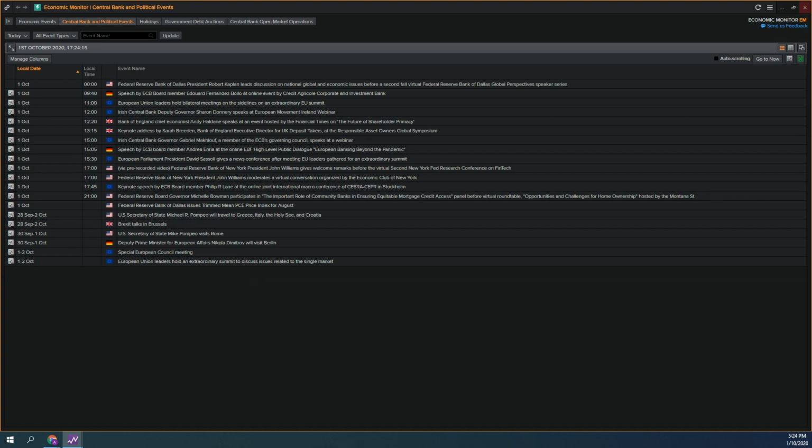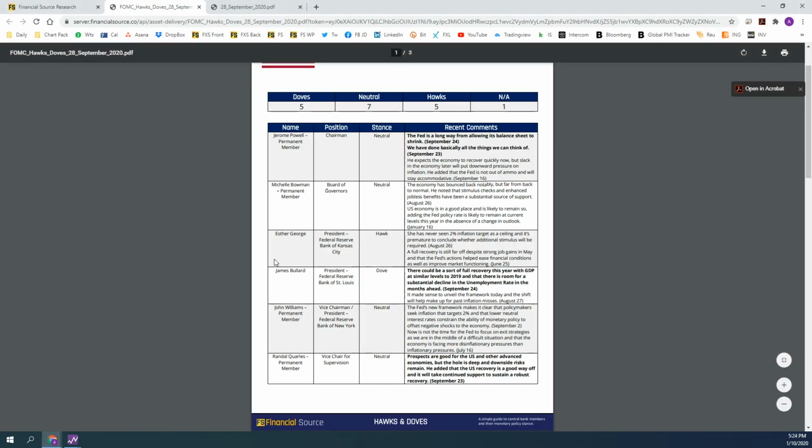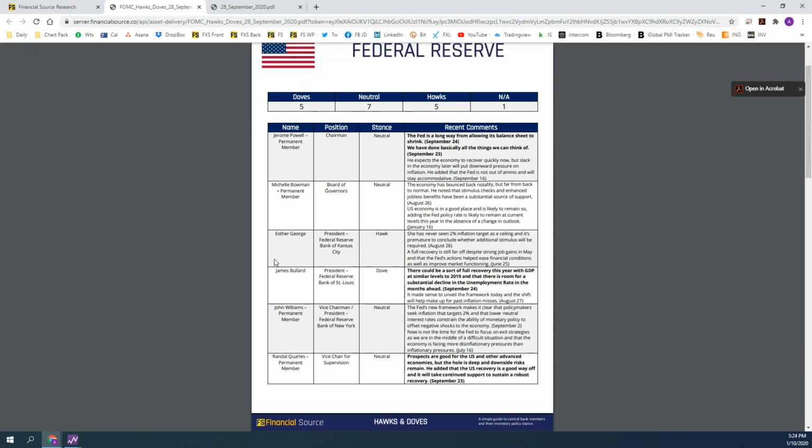So the key is to know what their policy stance is before they speak. So know whether they are doves or whether they are hawks. And then you're basically paying attention to see when they say something that goes completely against what is expected.